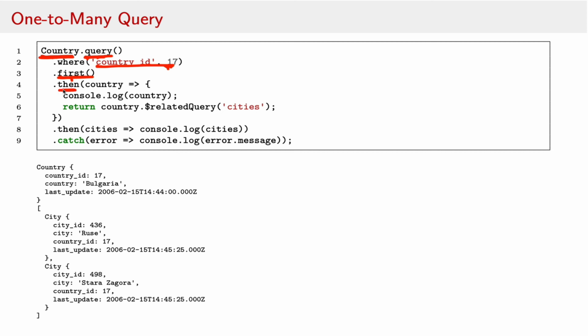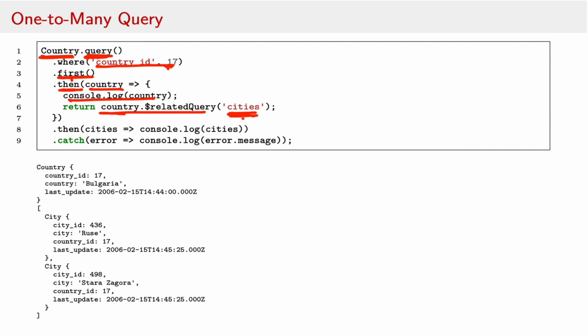When I get the results from that first query promise, I'm going to get back some country information if everything worked. I'm going to log that out to the console, and then I'm going to do the related query. Again, I'm passing in the name of that relation mapping as the argument to relatedQuery so that Objection knows what to do with that.